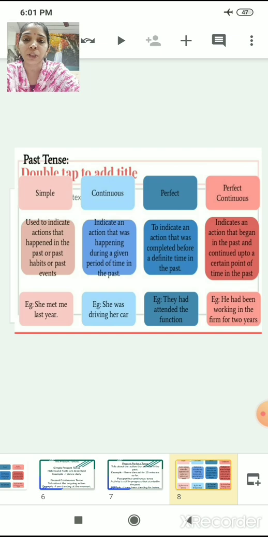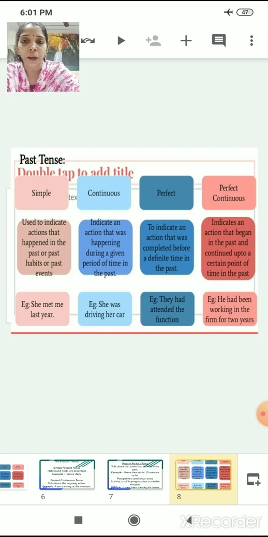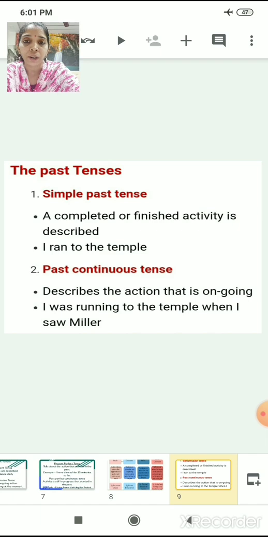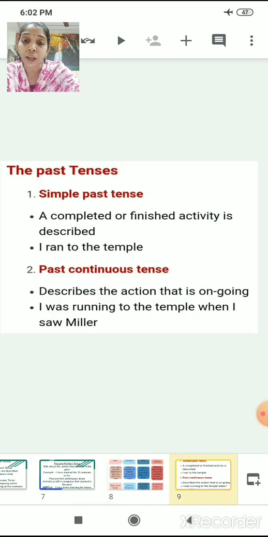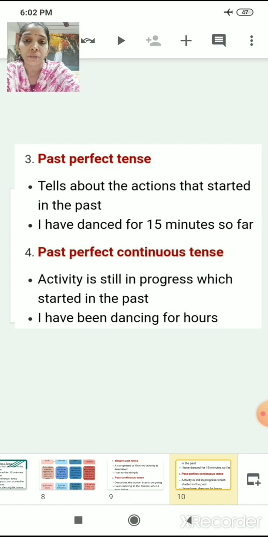So these are the four kinds of past tense. Here, as we learned, a completed or finished activity is described in simple past tense. Past continuous tense describes the action that is ongoing, which means it was happening during a given period of time in the past. Past perfect tells about the action that started in the past. Past perfect continuous describes an activity still in progress, which was started in the past.